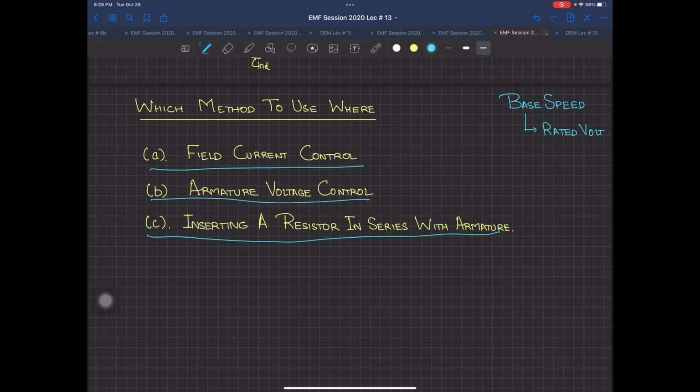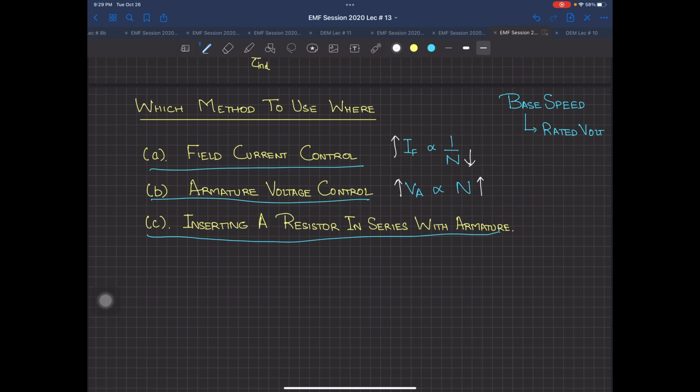Now the A method, as I just told you, has field current inversely proportional to N, and the armature voltage is proportional to N. So what this means is that if my field current is increasing, my speed is going to decrease, and if my armature voltage is increasing, my speed is also going to go up. Now, which method to use where?